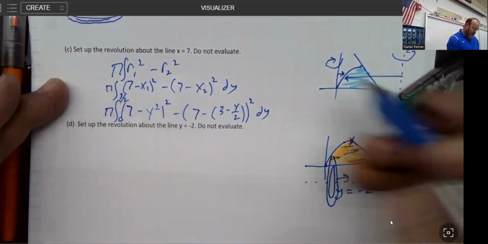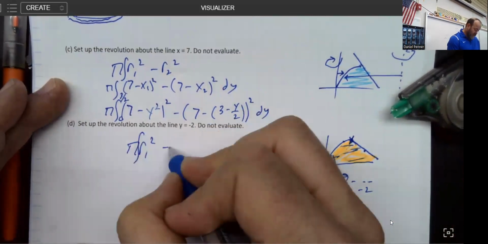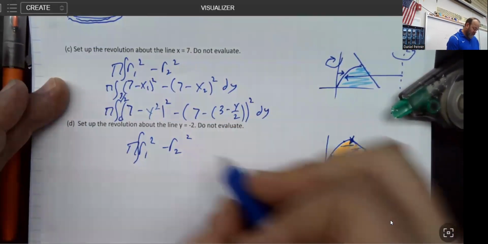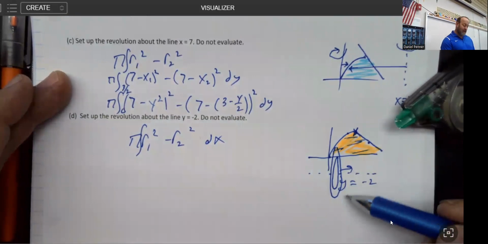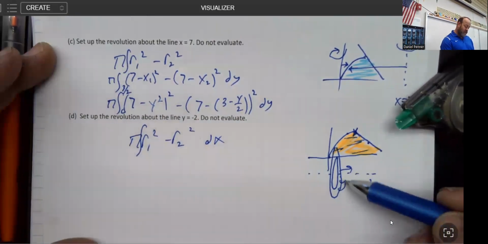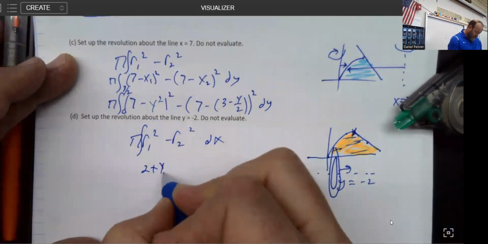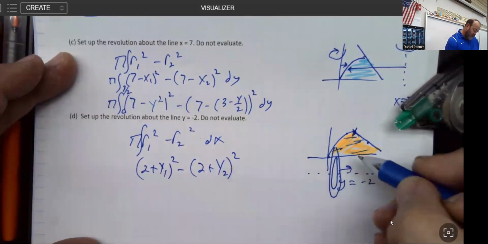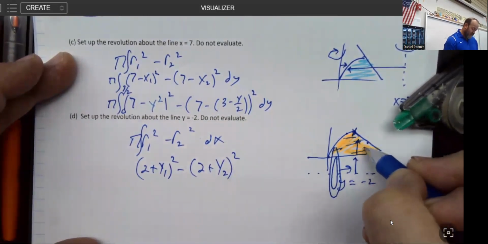So when I do that, I still have a pi r1 squared minus a pi r2 squared, just like we've been doing all the way along. The thickness is going to be a dx. But in this case, instead of making it less of a radius, I had to go 2 units plus y, because from here to here is 2, from here to here is y.